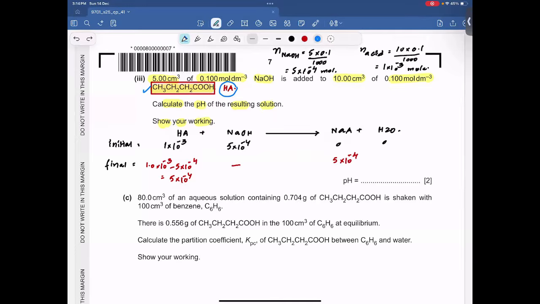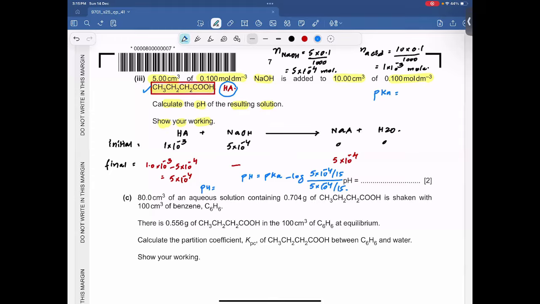I'm going to use Henderson equation. pH equals pKa minus log concentration of acid, which is 5 into 10 to the power minus 4 divided by 15 because of total volume, over concentration of salt, which is 5 into 10 to the power minus 4 divided by 15. My goodness, there's a lot of calculation.